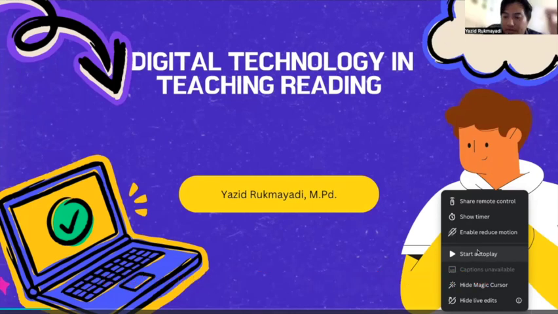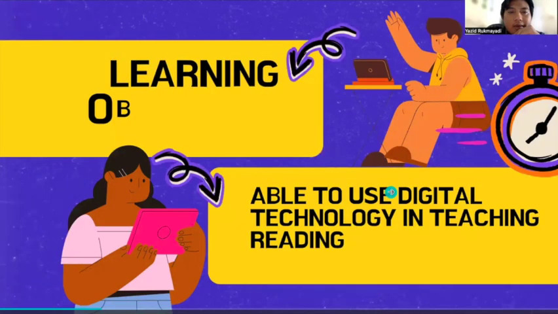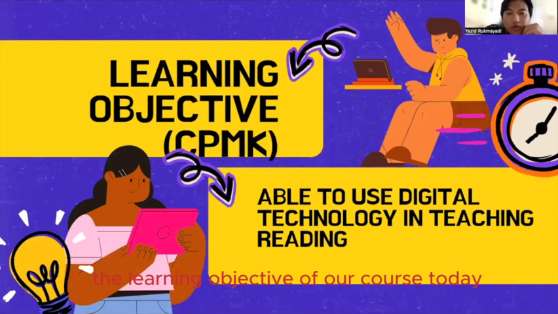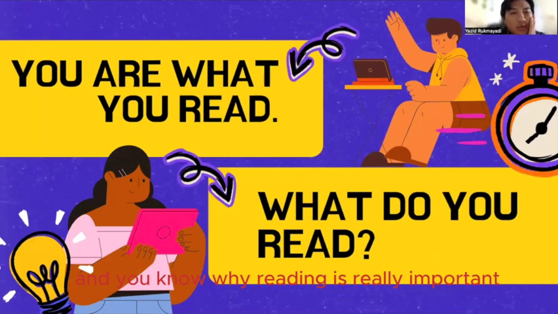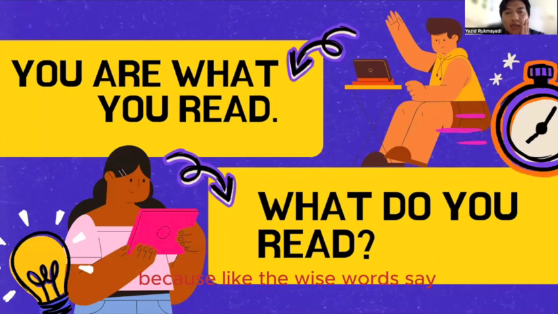Well, let's talk first about the learning objective of our course today. So, at the end of this course, you will be able to use digital technology in teaching reading. This is the objective, and why is reading really important? Because, like the wise word said, you are what you read. So, what do you read? What you read will give a picture of yourself.